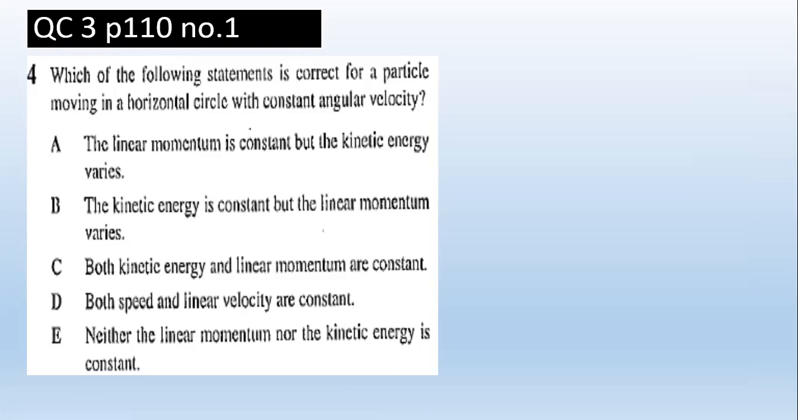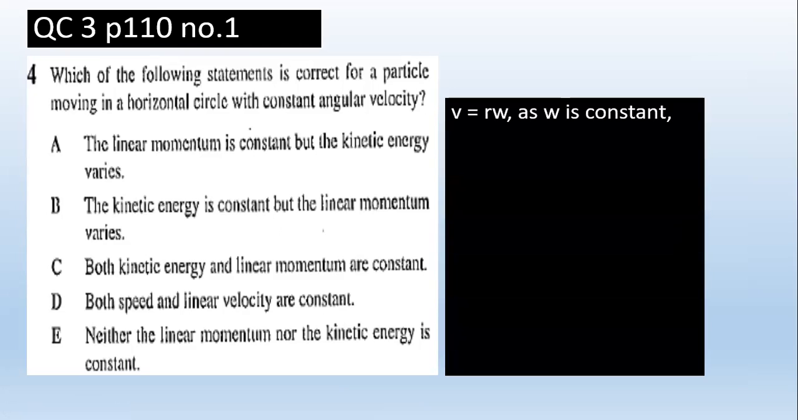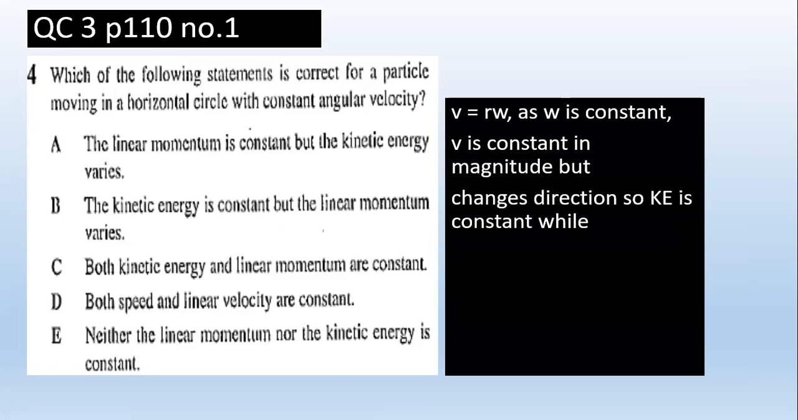Remember, velocity is a vector. It has direction. So linear momentum follows velocity direction. It will change. Kinetic energy depends on speed. Speed changes, kinetic energy changes. We are just using v equals r omega. Omega is constant. v is constant in magnitude. Magnitude only, remember. But it's a vector. It changes in direction. So kinetic energy is constant while linear momentum varies. It varies not in terms of magnitude, it varies in terms of direction. So the answer is B.